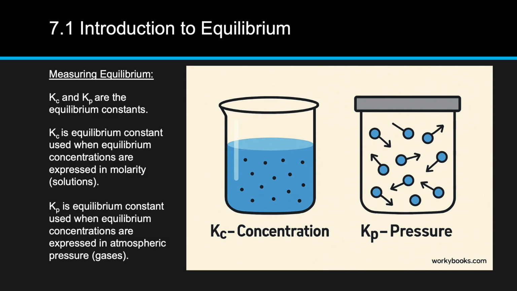So both constants are going to describe the position of equilibrium rather than how fast the equilibrium is reached, meaning they're going to tell us directly whether a reaction is either reactant favored or product favored, which we will go over in the next lesson.